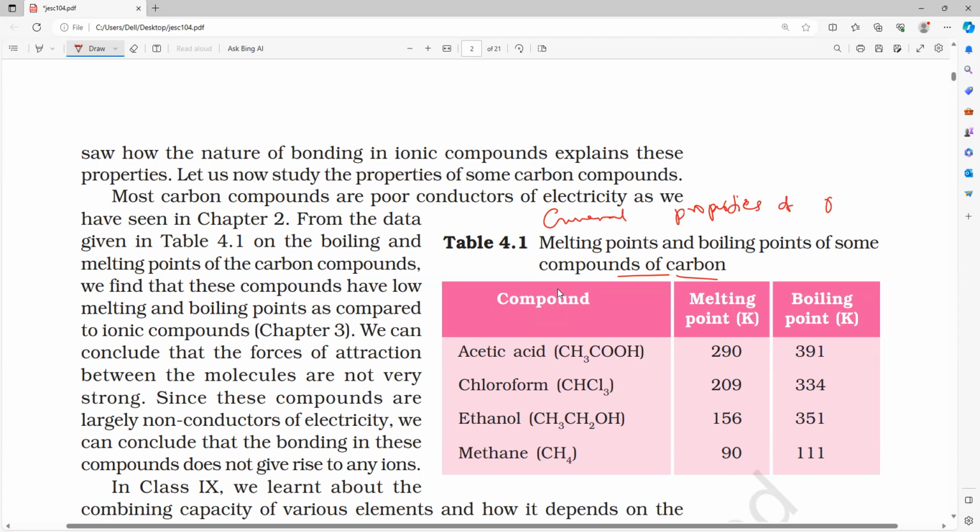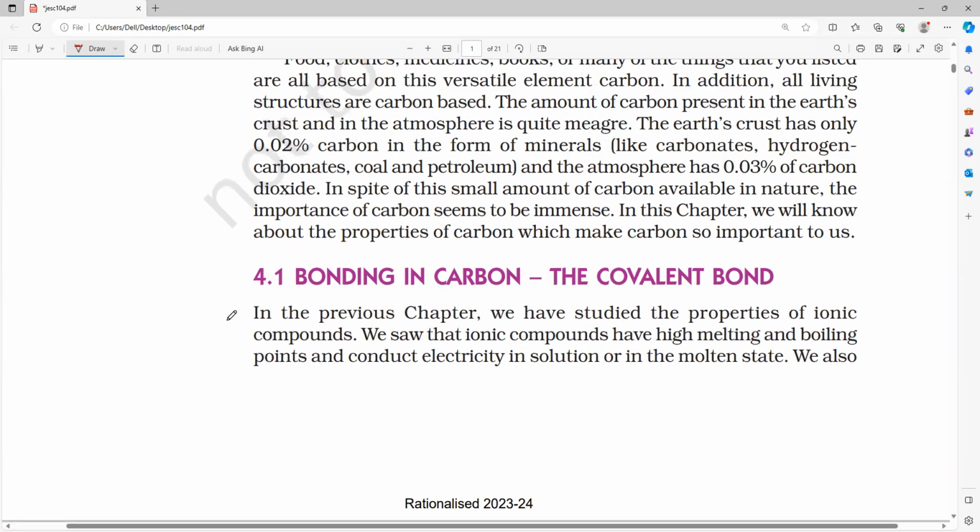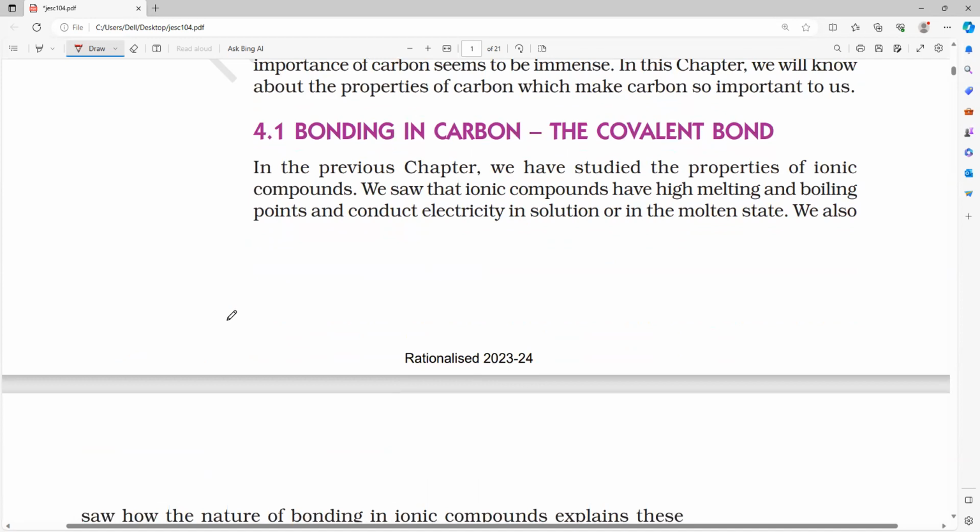General properties of organic compounds. So what is that, everybody? First one, carbon compounds are what? They are covalent compounds. Ionic compounds or covalent compounds, carbon compounds? Everybody?